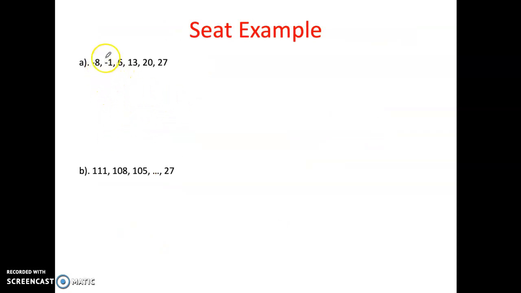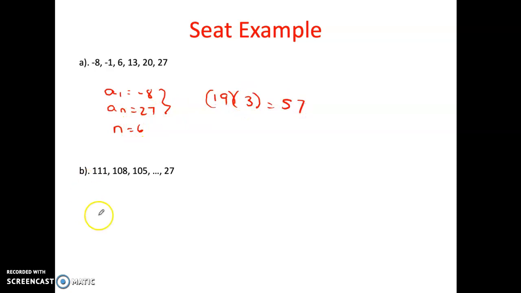So again, instead of trying to add it all up with your calculator, a sub 1 is negative 8. A sub n equals 27. The number of items we have is 2, 4, 6. So we're just going to add these two together. We get 19 times n divided by 2, and we get 57. It's a lot faster to do it this way.